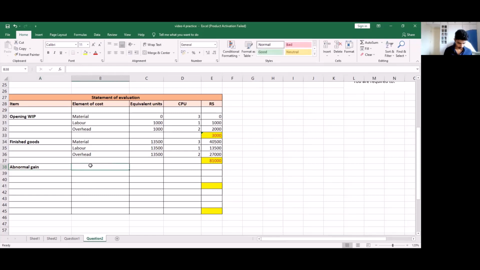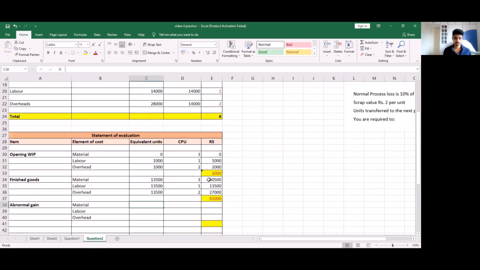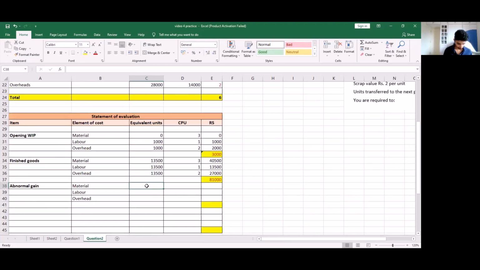So for abnormal gain, we have materials, labor, and overhead. Our units is 2000, 2000, and 2000. Here, let's write minus 2000, minus 2000, and minus 2000. Cost per unit is same, so we have 3, 1, and 2.